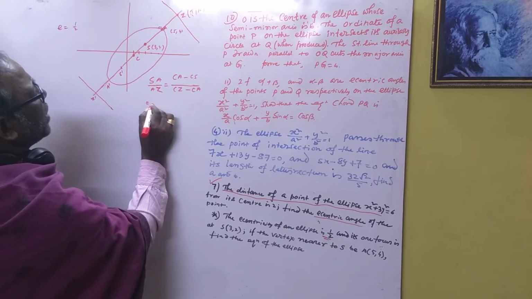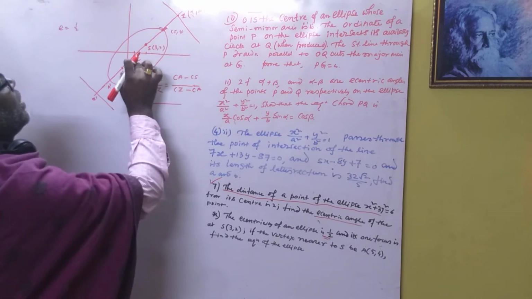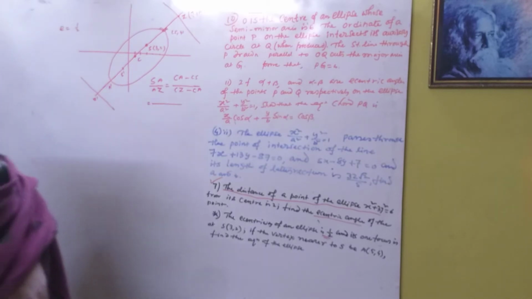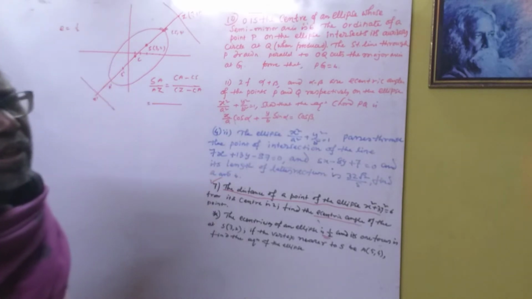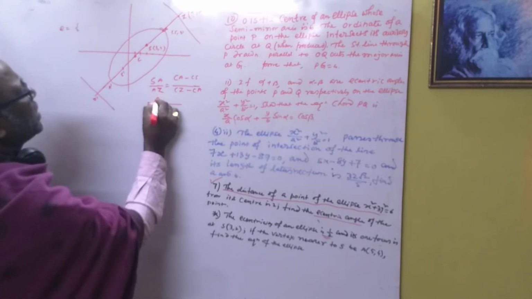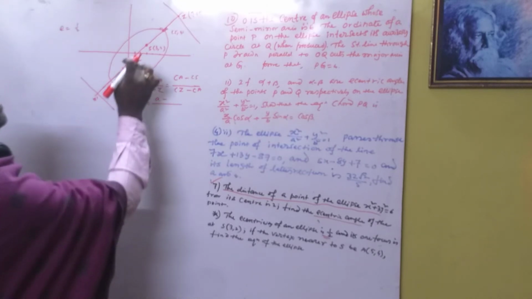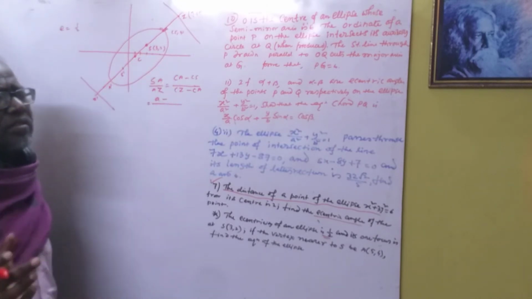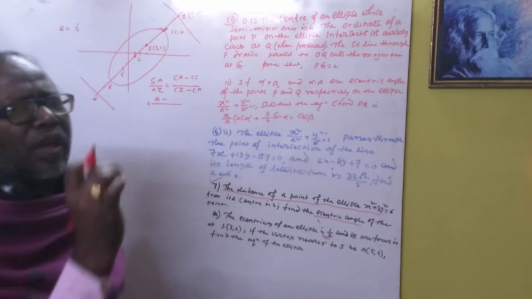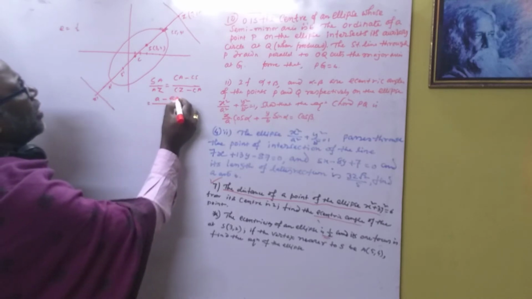And now the length C to A, this is from the center to the vertex. And center to the vertex is always small a. This is the half of the major axis, CA. So we can write here a. Okay, and now CS. For the basic drawing, the focus is (ae, 0). So the length from the center to the focus is always ae.